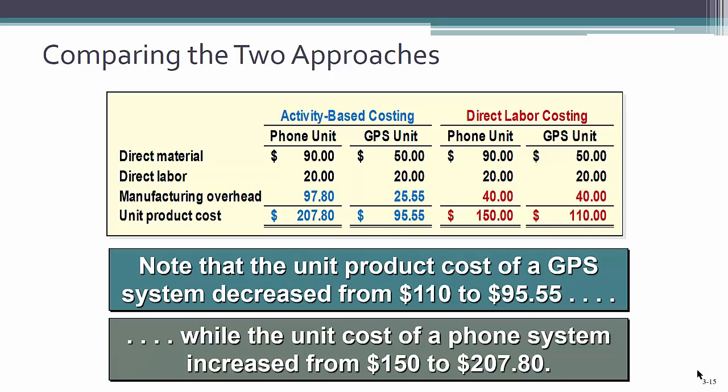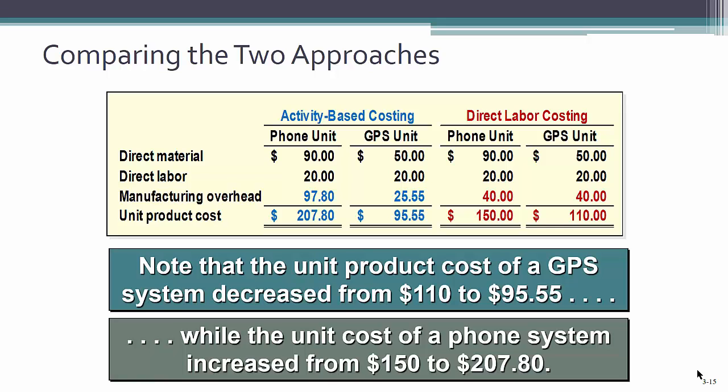we see a shifting of costs between the products. More on that in a moment. For now, notice that assigning overhead using activity-based costing results in a decrease in the unit product cost of a GPS system from $110 to $95.55, and an increase in the unit cost of a phone system from $150 to $207.80. Direct material and direct labor costs under the two approaches are the same.